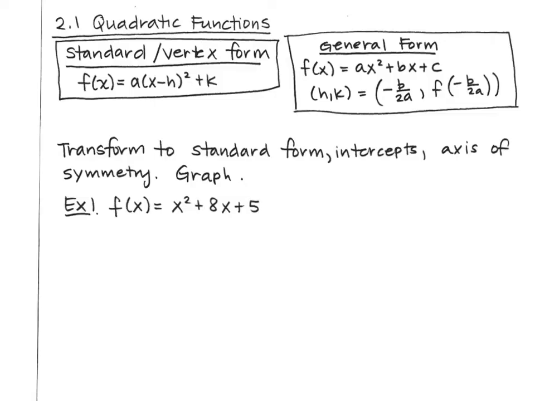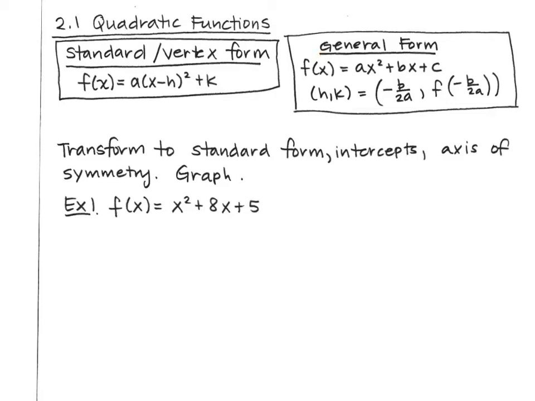There's two common formats for a quadratic function. This first one is vertex form. Your book also refers to this as standard form, and that's f of x equals a times x minus h squared plus k. This is a parabola. It's going right h and up k, so the vertex would be (h, k).